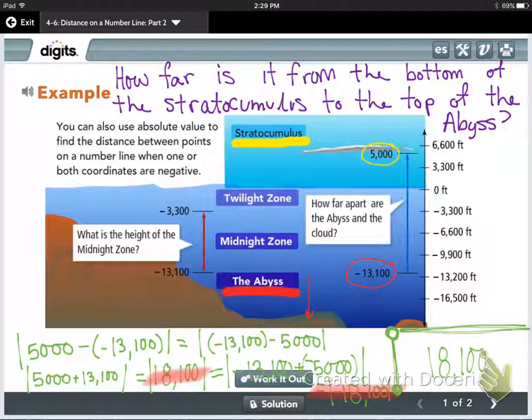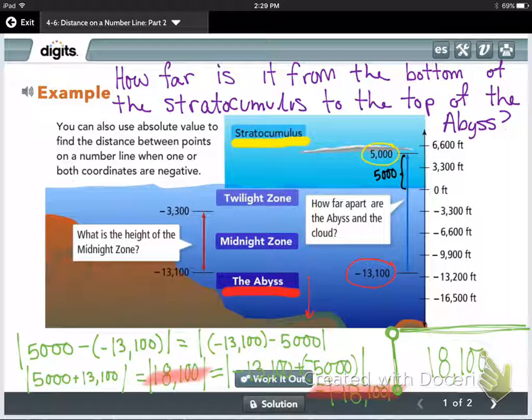You're at that 5,000. How far is it from 5,000 to 0? Well, it's that far. And how big is that space? Well, it's 5,000. That's why the top is at 5,000, the bottom's at 0. It's 5,000 units long.